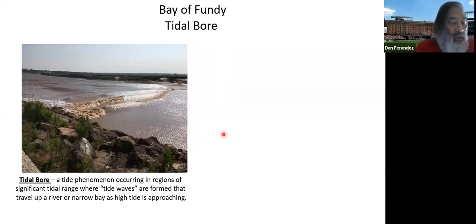One of the results of places like the Bay of Fundy, where you have major tidal ranges, is something called a tidal bore. This occurs in regions where you have high tidal ranges. What forms is something called the tidal bore or the tide wave. Not tidal wave, but an actual wave caused by the incoming high tide. And again, this is the Bay of Fundy. You can see this is actually the tidal bore coming up the river.